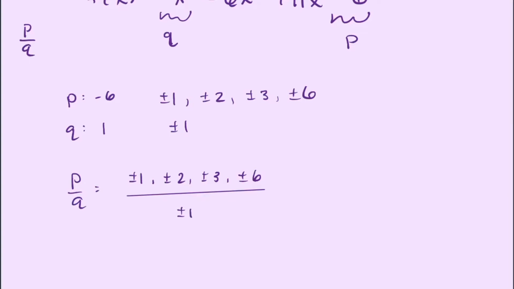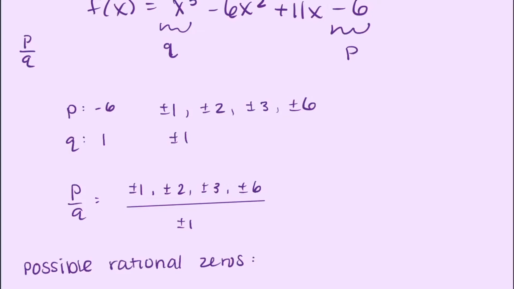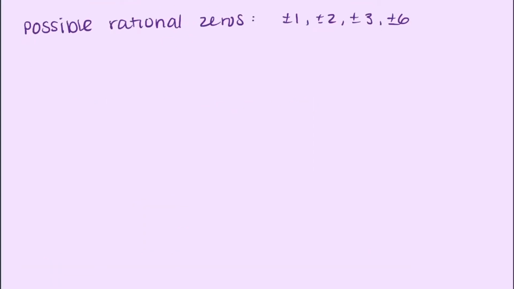This one's simple because our Q is just 1, so our possible rational zeros are plus or minus 1, plus or minus 2, plus or minus 3, plus or minus 6. There are 8 possible rational zeros. Now, we need to use synthetic division to find one of them, which will just be a guess and check.